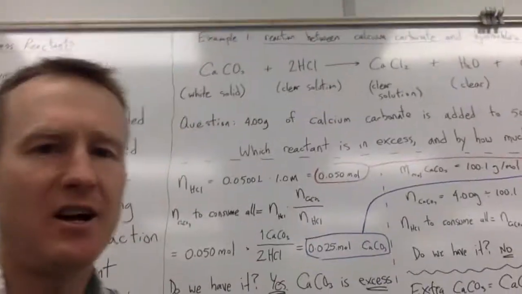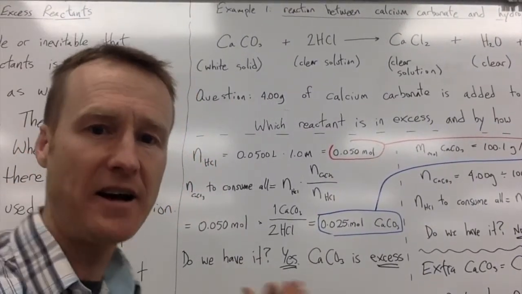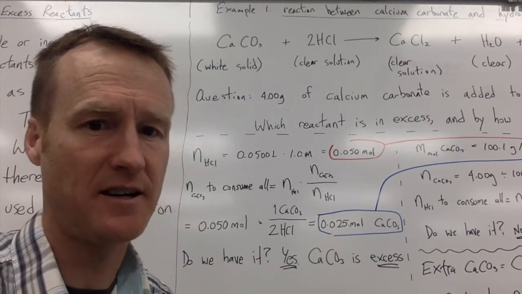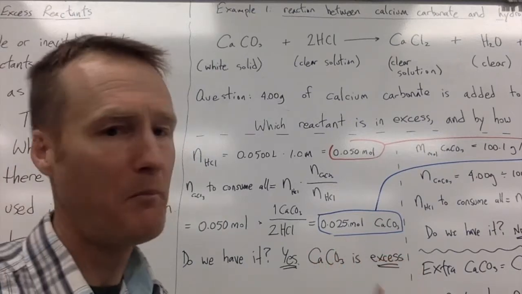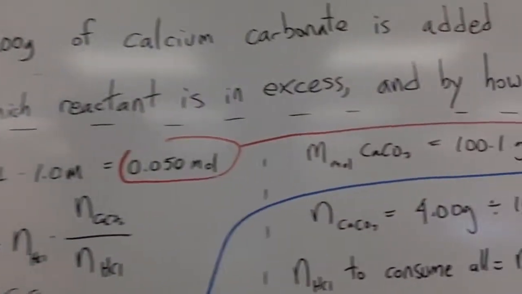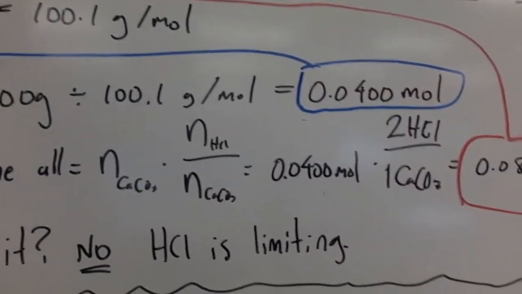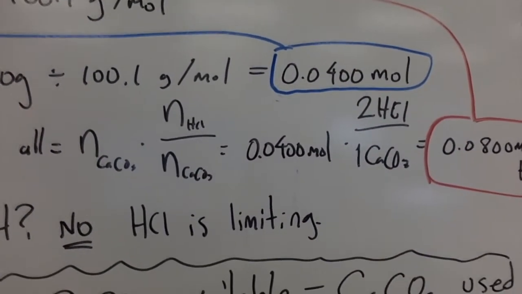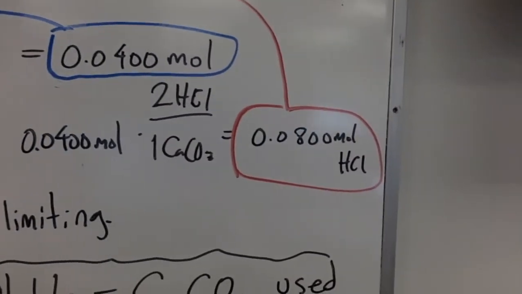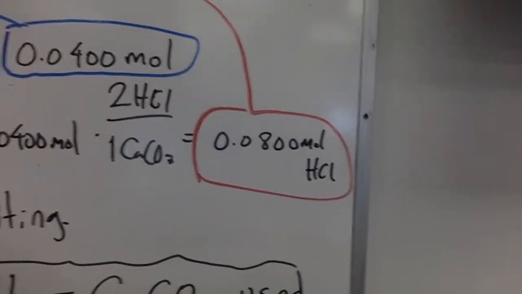Now I think you can probably tell what's going to happen next, which is we're going to find that we have excess of one and the other is going to be limiting. If there's a limiting, there's going to be an excess. It's inevitable. By how much? Let's have a look. The number of moles of HCl to consume all the calcium carbonate equals calcium carbonate moles times HCl per calcium carbonate. So that's 0.04 moles times 2 HCl per calcium carbonate means 0.08 moles of HCl.